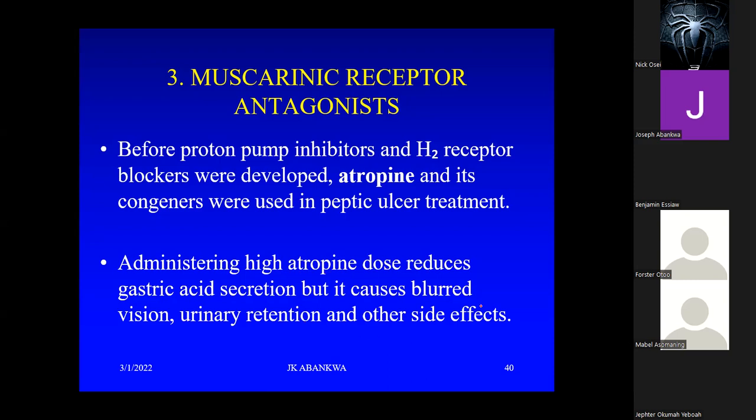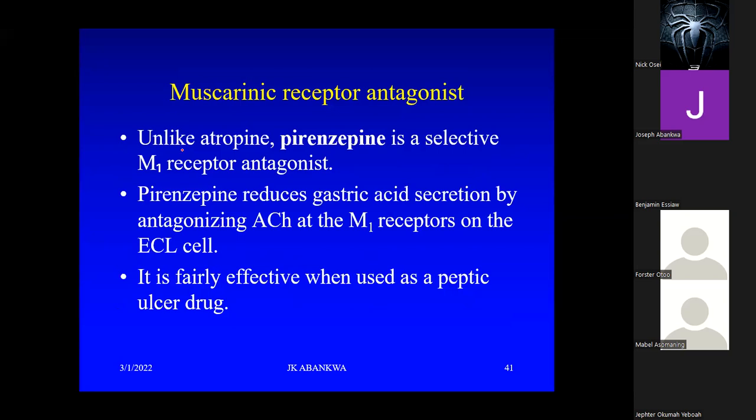other side effects. So that was why they started looking for other drugs, such as proton pump inhibitors and what? H2 receptor blockers, like cimetidine, ranitidine, famotidine. All right. So we move on. Now, unlike atropine, we have pirenzepine, which is a selective M1 receptor antagonist.